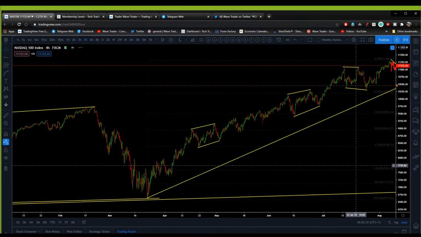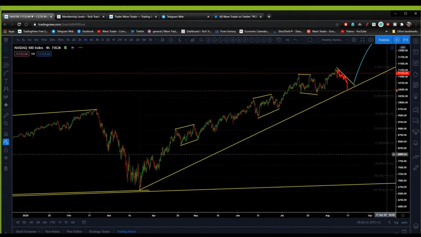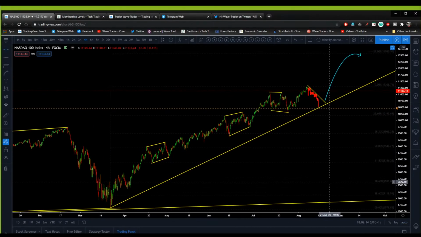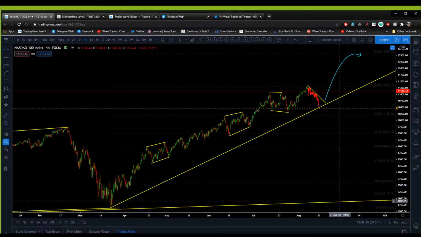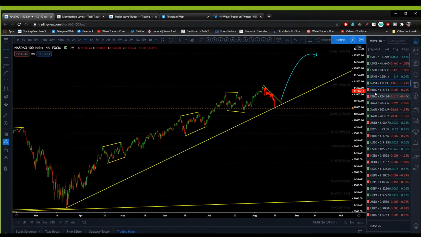So short term, the 15-minute to 30-minute time frame is still a buy for short term. Get ready for a 4-hour to daily time frame correction, and then you can buy. So don't sell. They are not ready for a sell.